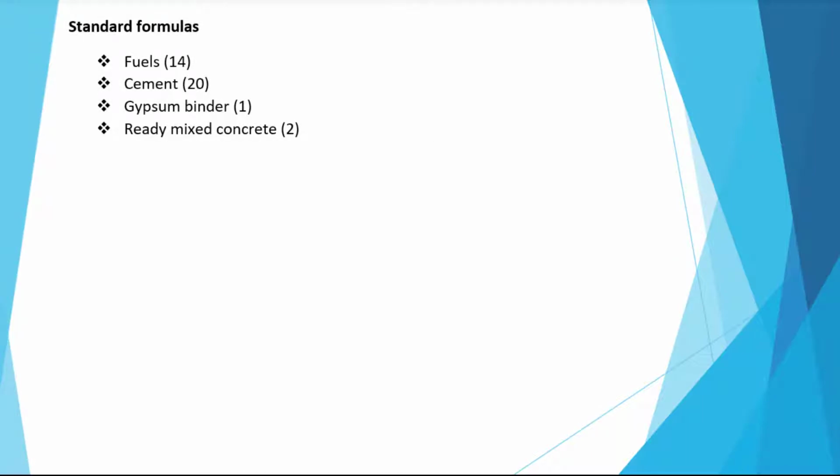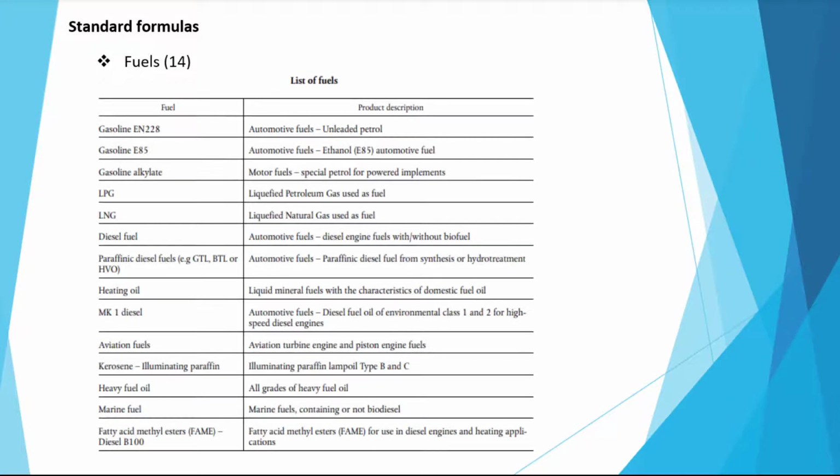Standard formulas are intended only for companies selling fuels, or different types of cement, gypsum binders or ready-mix concrete. There are 14 types of fuels. The composition is not predefined, so the type of fuel cannot be automatically recognized by ChemGes.